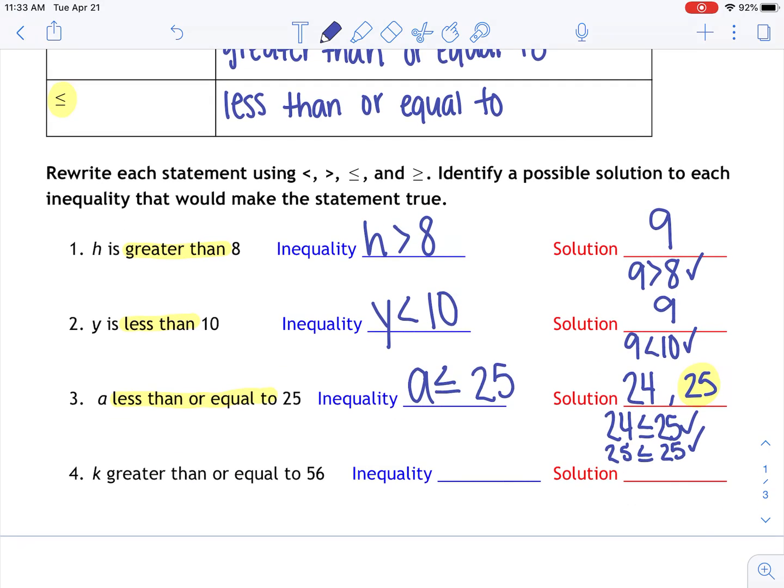Last one here with number 4, k is greater than or equal to 56. Keywords: greater than or equal to. We have k greater than or equal to 56. Okay, we could pick any number that's equal to 56 or greater than it. So let's say we have 57. 57 is greater than or equal to 56. That's true. We have all of our inequality statements with possible solutions.